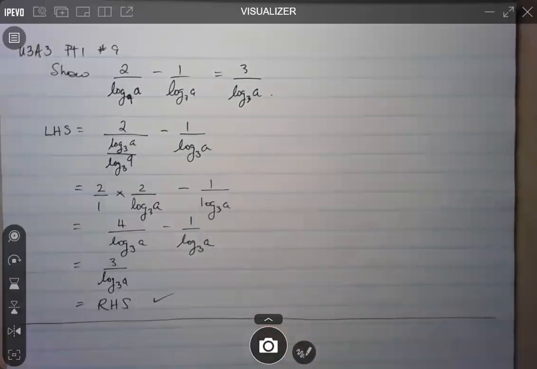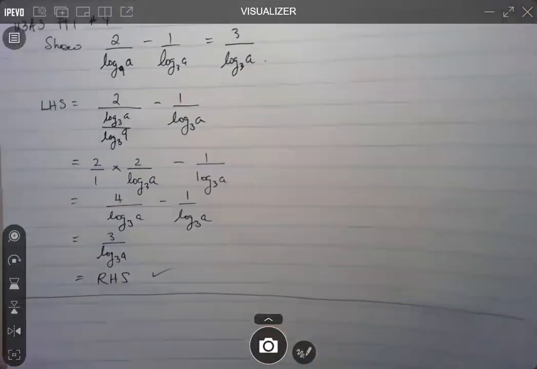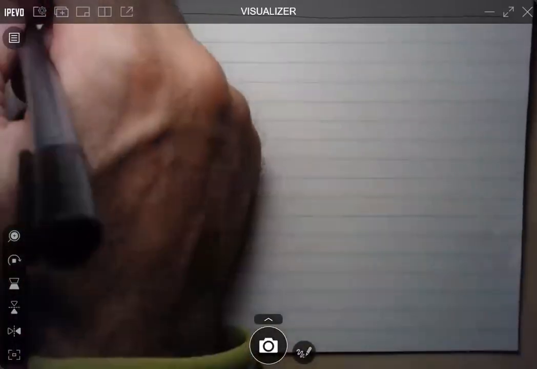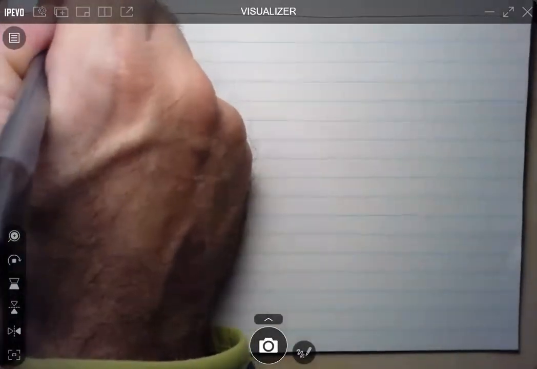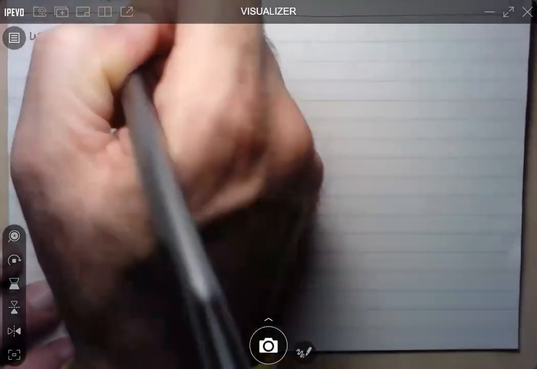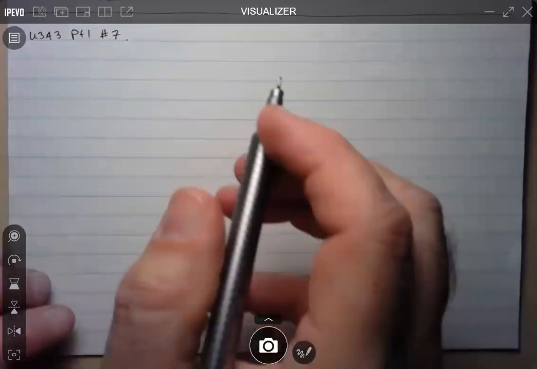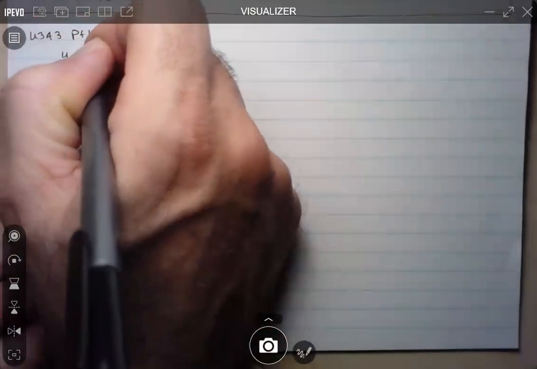So let's move on to the next one that we have. The next we have is on part 1, I've got number 7. So let's take a look at number 7 here. So I'll continue with unit 3, assignment 3, part 1, number 7. Number 7 says, describe the transformations that take place on the graph of y equals log base 4 of x. So this is my parent function.